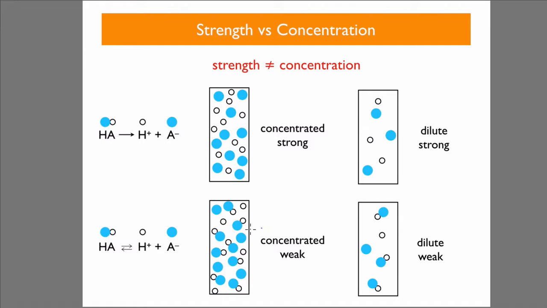Conversely, you can have a weak acid here that's very concentrated. You can see there are molecules in the solution. Okay, many molecules in the solution, and there are a few ions, and that's concentrated. Or you could have a dilute weak acid. In the dilute weak acid, you still have some molecules there and some free ions.